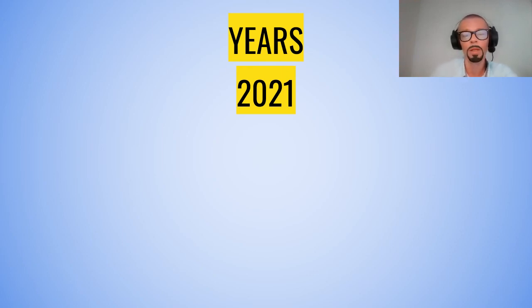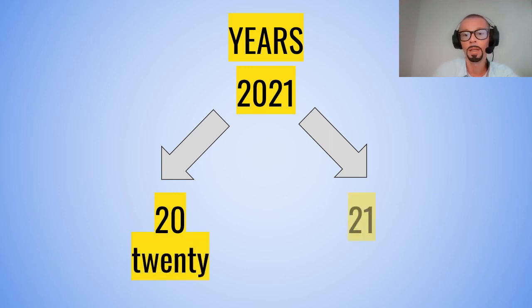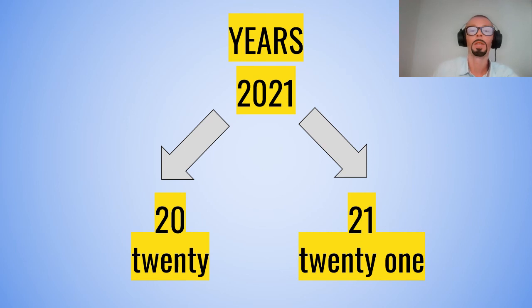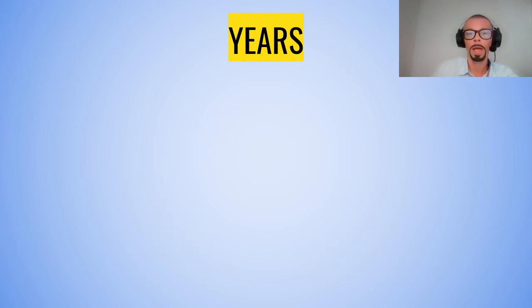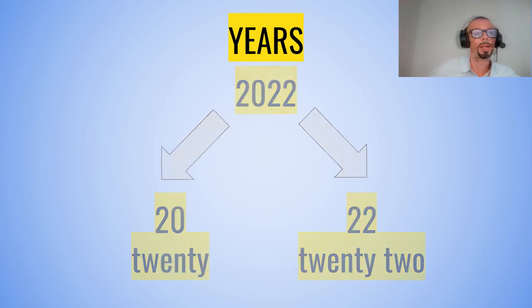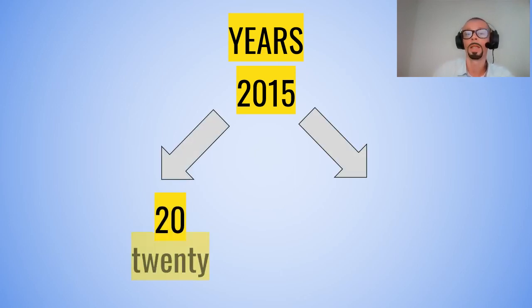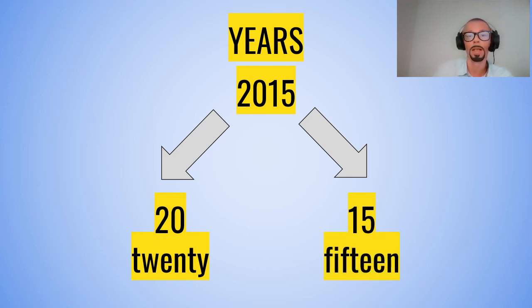Lastly, let's see the numbers after 2000. After 2000, you can say it in two options. You can say 2021, or you can break it apart and say 20 21. It's optional. Another year, 2015. Yes, after 2000 you can say like this, but you also can say 20 15. Everything is correct, but only after the year 2000.